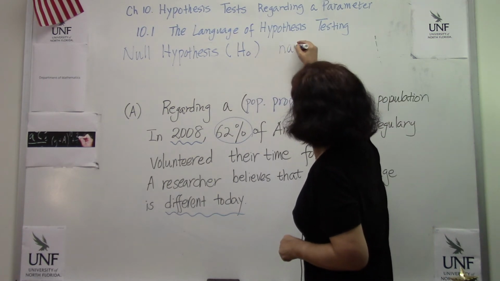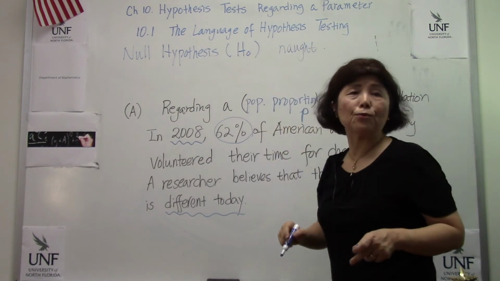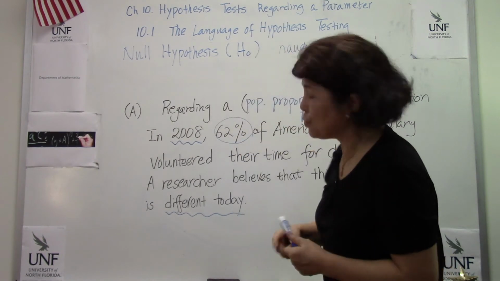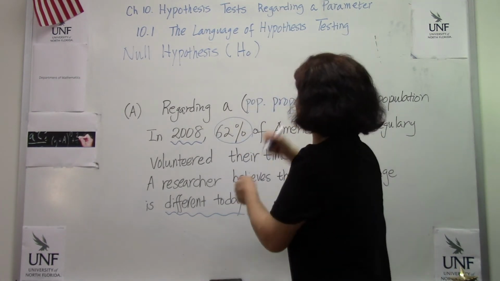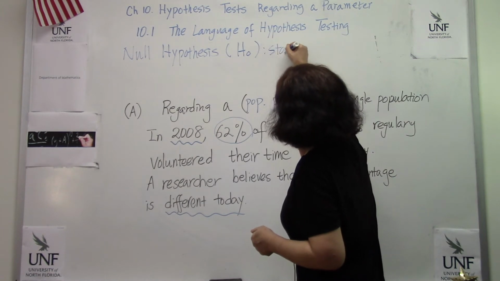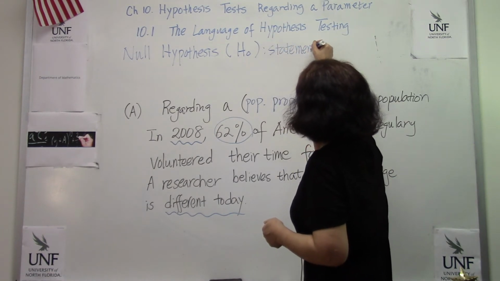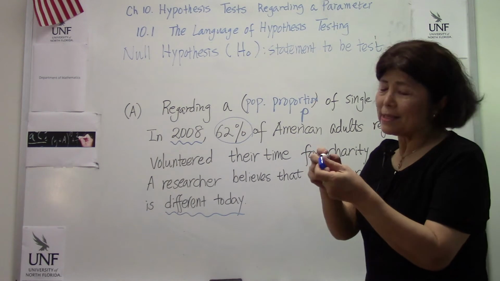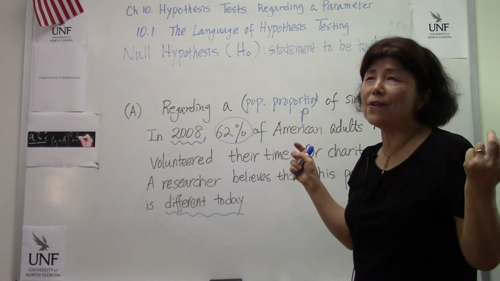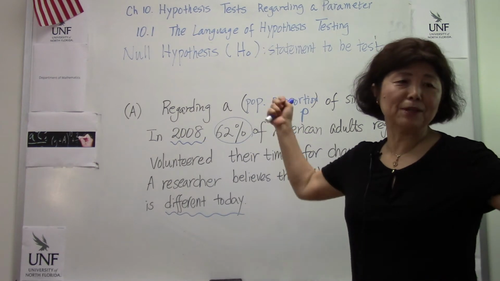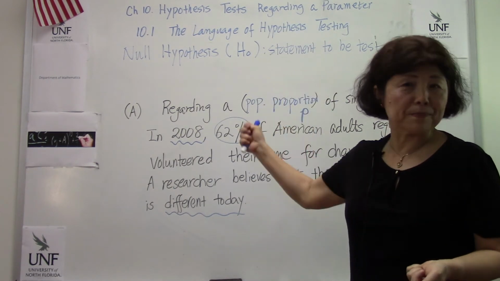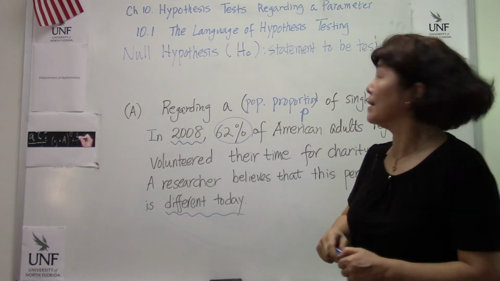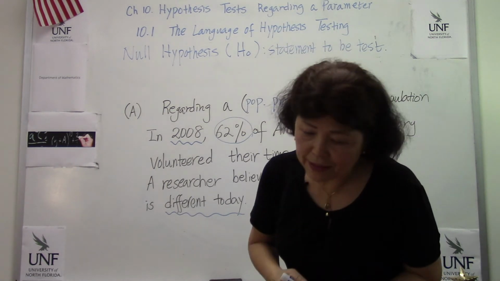Okay, so that is N-A-U-G-H-T, naught. So we call it just H naught. So this is a statement to be tested. It has a kind of feeling of a reigning champion. Okay, I'm the champion, and this person will be champion until another challenger comes and proves otherwise. Okay, so this is the null hypothesis.